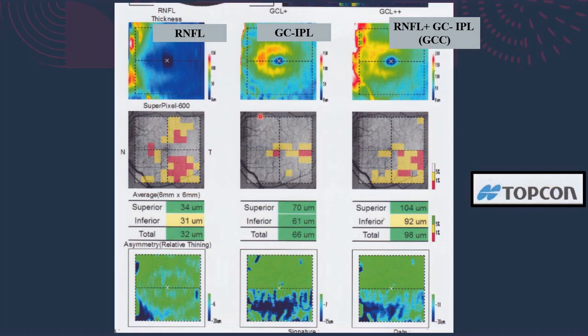Here you have superpixel with deviation maps. This is the thickness with the clue here. Then we have the average, superior, inferior, total for the different layers, and then we have the comparison between upper and lower parts.